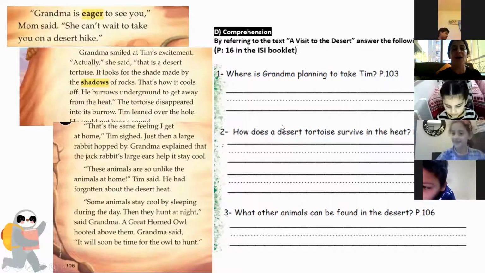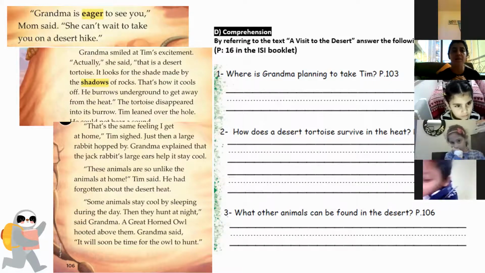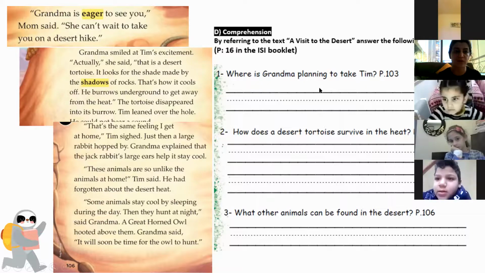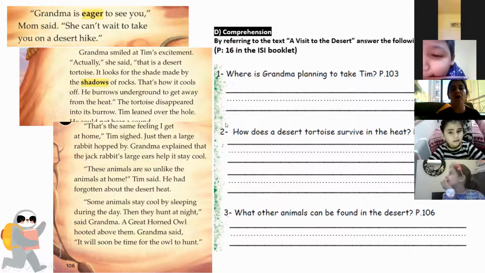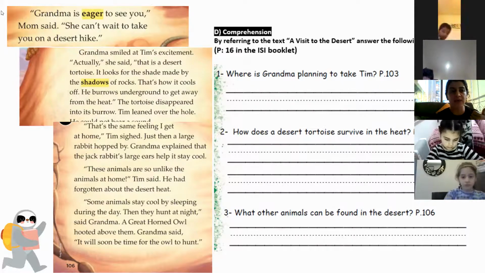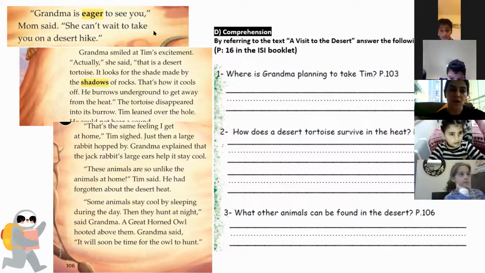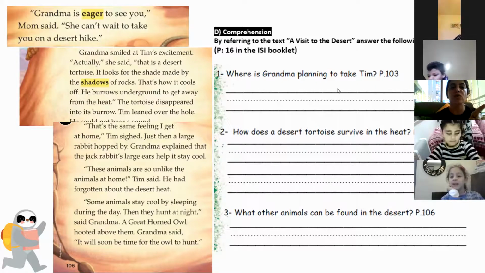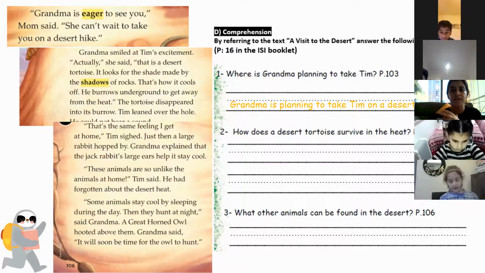Very nice. Now, referring to the text that we've already read about a visit to the desert, I'm going to help you answer these questions because I want to start with the poem. If you have any questions, please raise the computer hand. You can find this on page 16. Number one, where is grandma planning to take Tim? We can find the answer on page 103. I cropped the page here. We can read it together. Grandma is eager to see you. Mom said she can't wait to take you on a desert hike. So grandma is planning to take Tim on a desert hike.